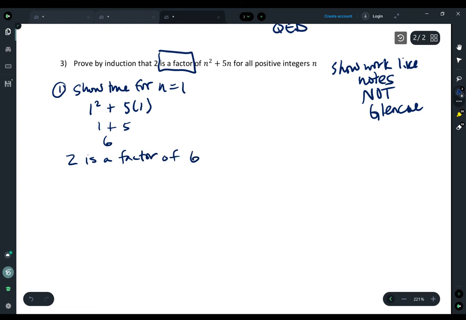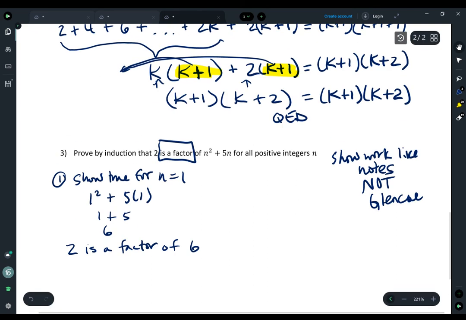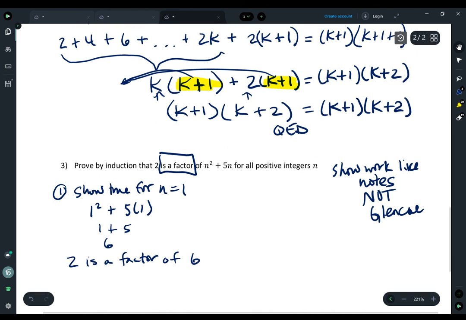So a factor means I could take 6 and divide by 2 evenly. It means 2 times something equals 6. So if you think about what it means to factor a quadratic, I factor my quadratic by writing this one as k plus 1 times k plus 2, right? I multiply two things together. Those are factors. And it could be more than 2 factors. A quadratic, I guess not necessarily a quadratic, but a cubic, something else, could have more than 2 factors. But those are factors, things that we multiply together to get something.